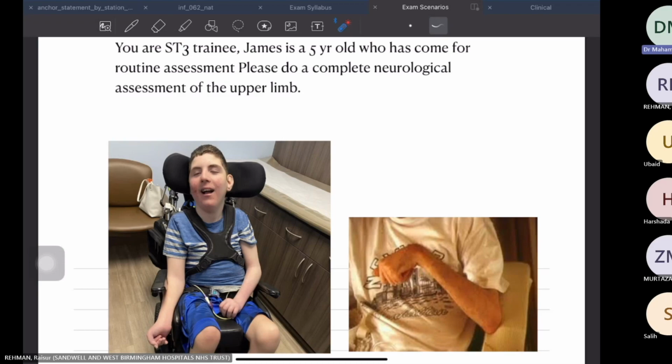Okay, elbow and wrist. So now I would like to check the power of the muscle. How will you check? Can you talk me through?